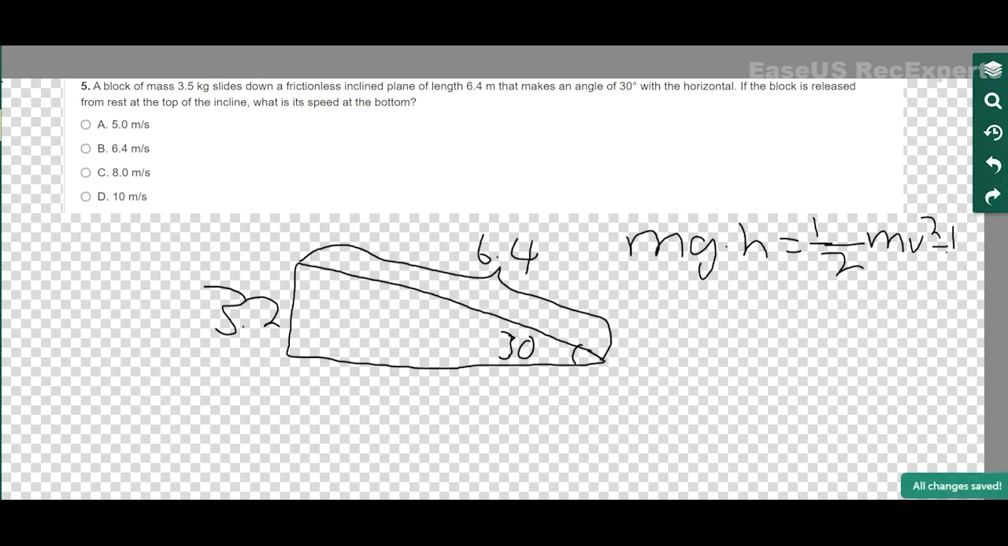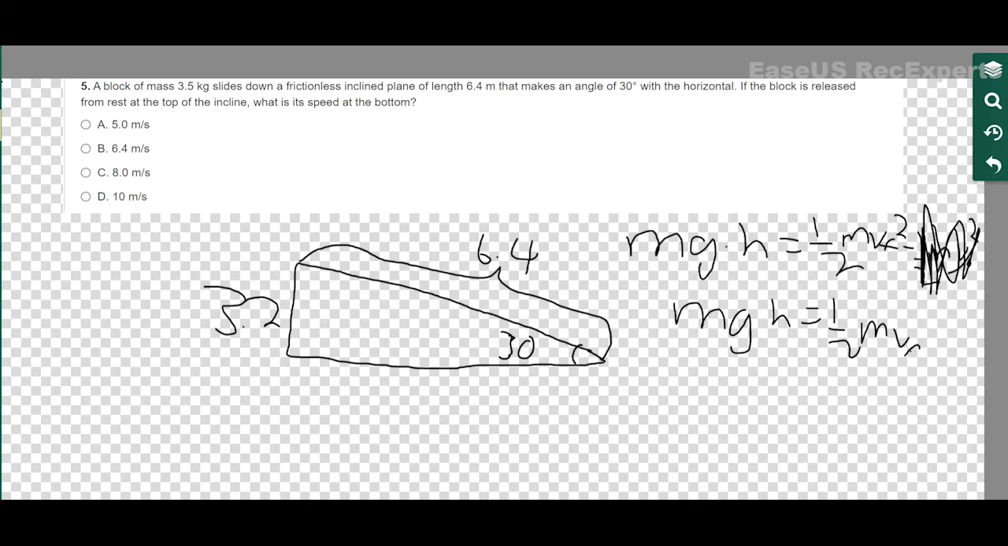Hold on, let me write that better. 1/2 mv final squared minus 1/2 mv initial squared. Now your v initial is equal to 0, so we can cancel this part out. So your mgh is going to be equal to 1/2 mv final squared. You can cancel out the m's. So now your g times h is going to be equal to 1/2 v squared.